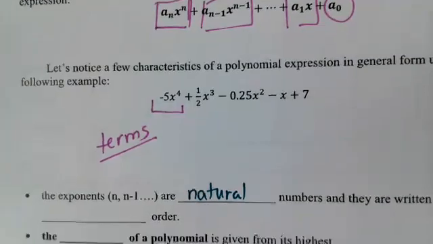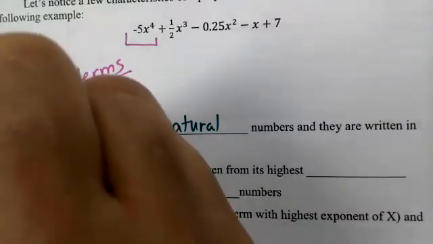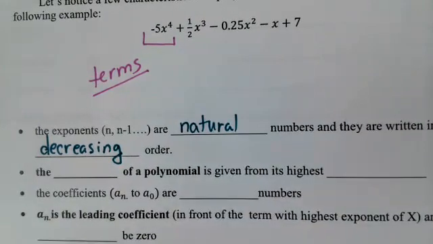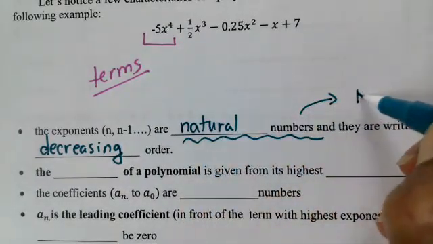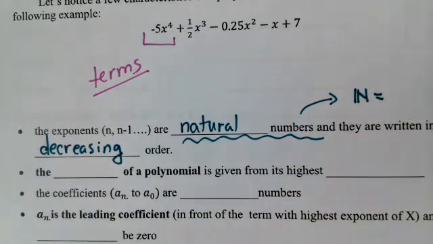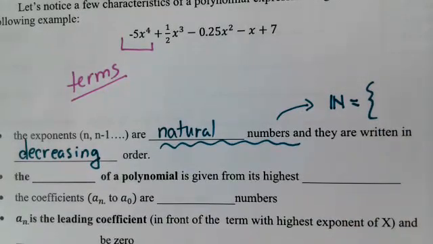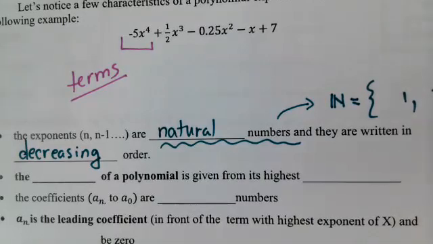And they are written in descending order, or decreasing order, if they are in general form. What does a natural number mean? That's the notation for natural number sets. Do you know what natural numbers are? That's right. Counting numbers: 1, 2, 3, 4, and it keeps going all the way to infinity.